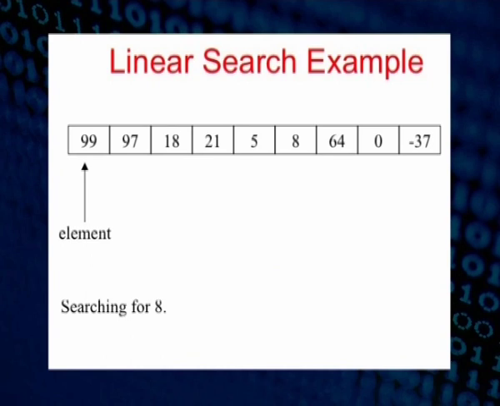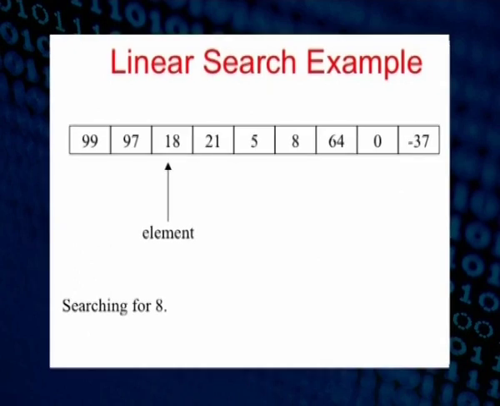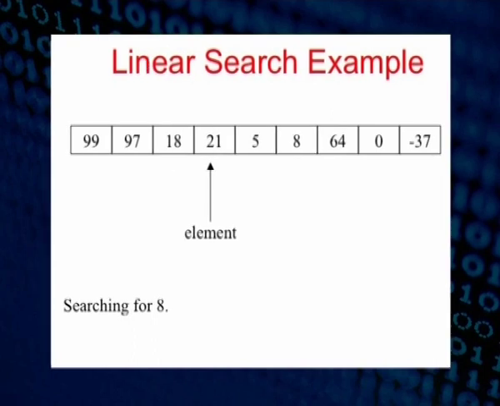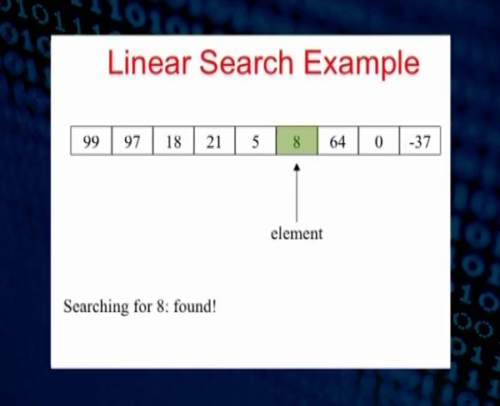For example, if one has to search for 8 in a list of integers 99, 97, 18, 21, 5, 8, 64, 0 and minus 37, the algorithm will first compare with 99, then 97, then 18, 21, 5 and finally with 8, and stops as there is a match there.